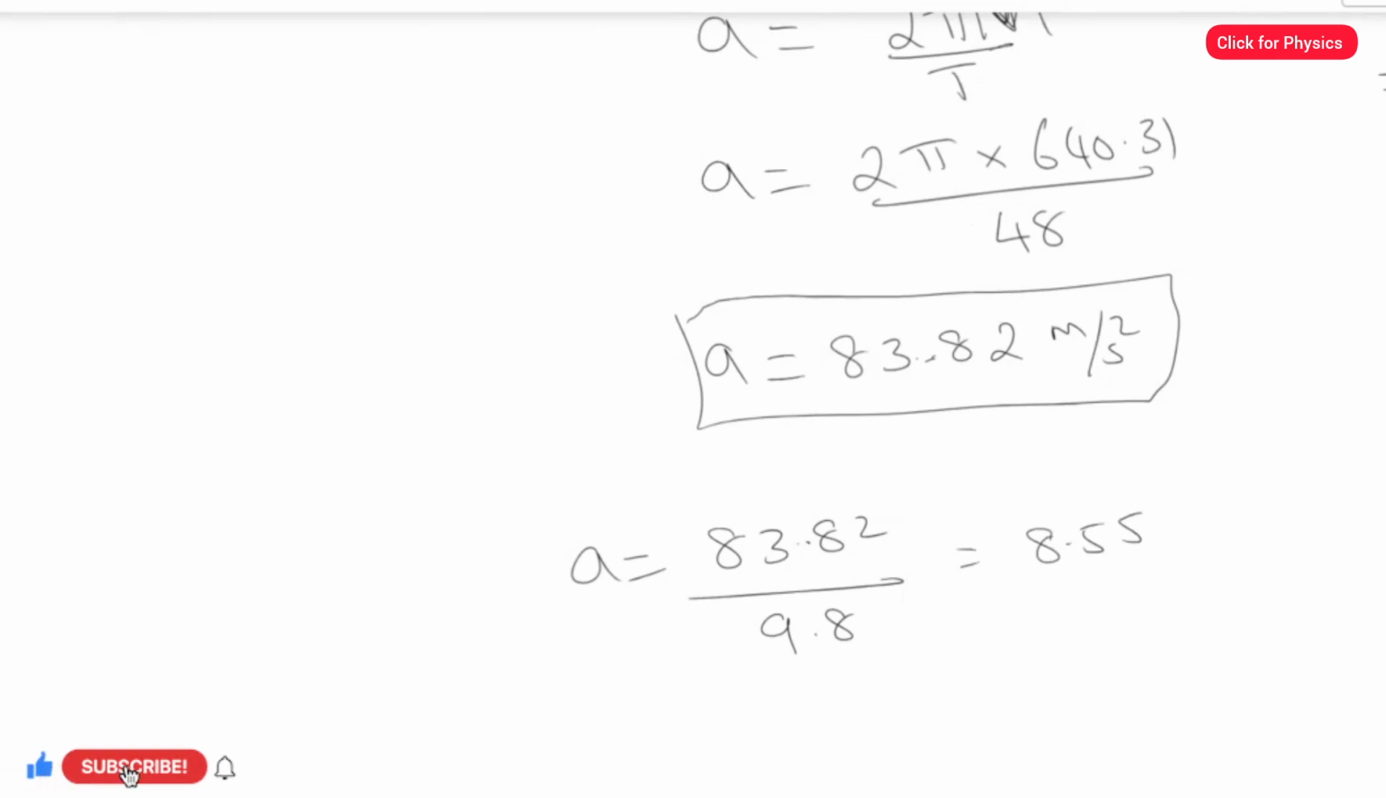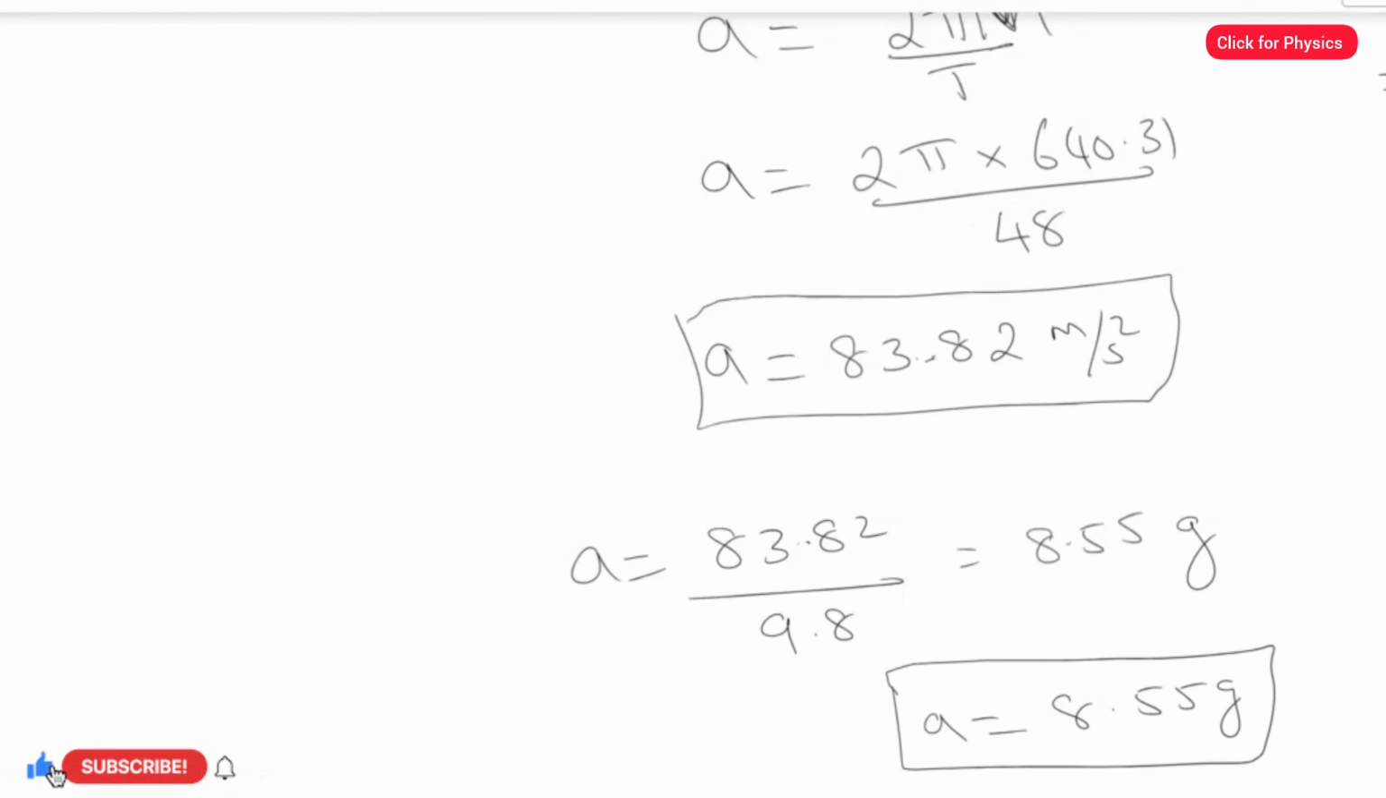We got the answer here as 8.55 g. That means it's in g units. So the answer for the acceleration here is 8.55 g. So this is the answer for this question. Thank you.